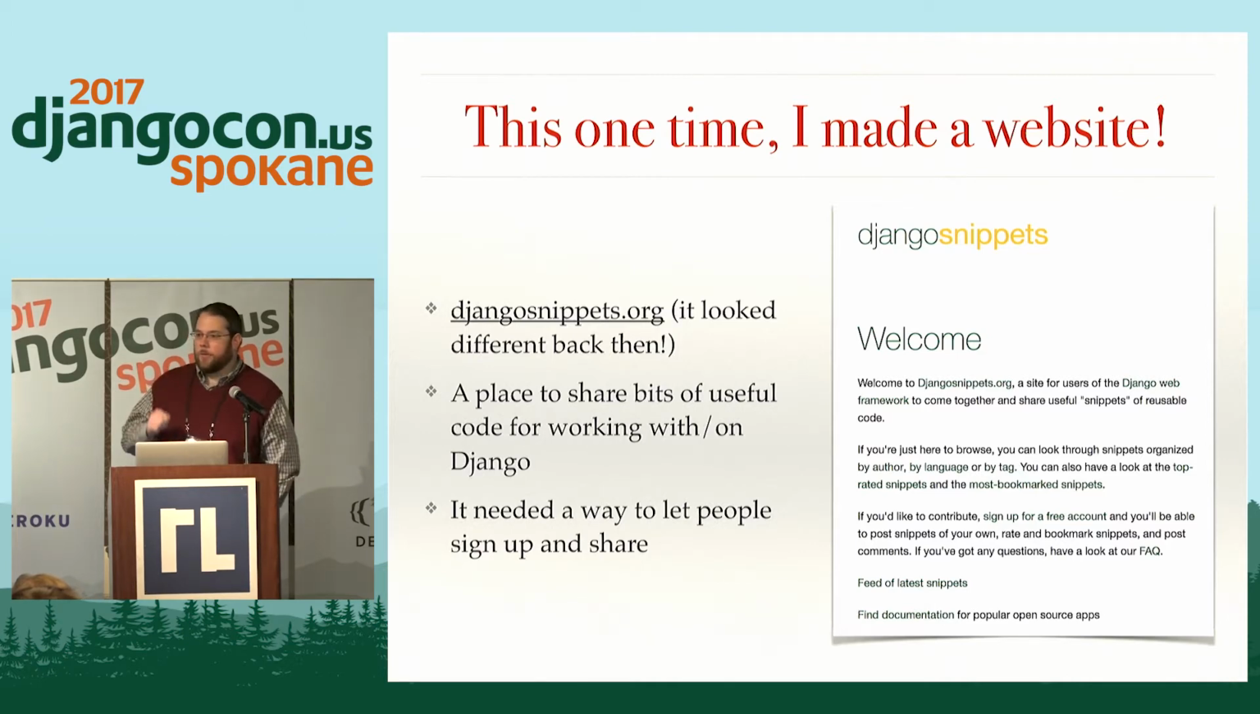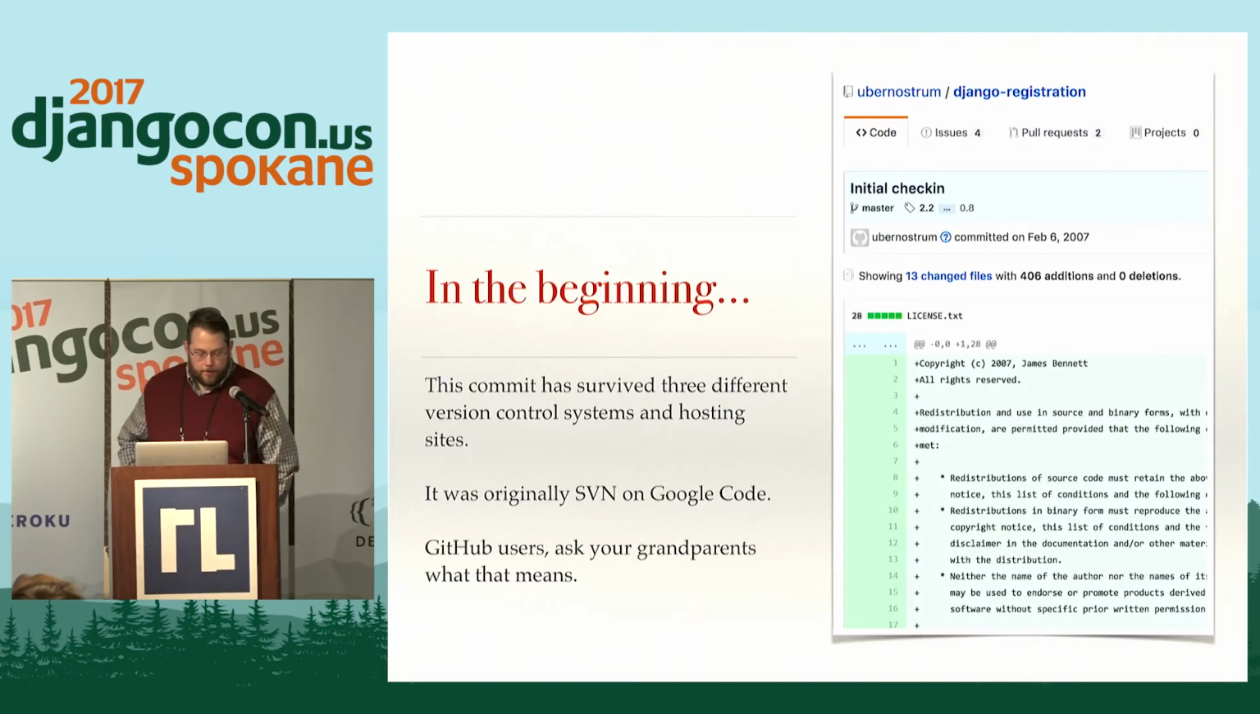But I needed a way to let people sign up for it and have an account there. So I did something silly. I started writing a Django application. This is February of 2007, the initial commit of an application now known as Django registration. This has been around for a while. It was originally Google code and Subversion, then it was Mercurial on Bitbucket, now it's Git on GitHub.